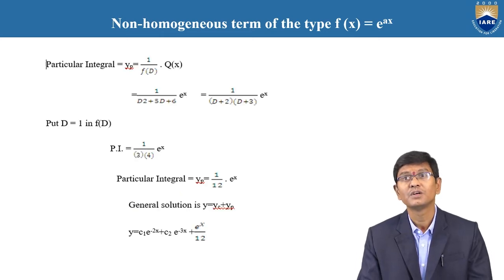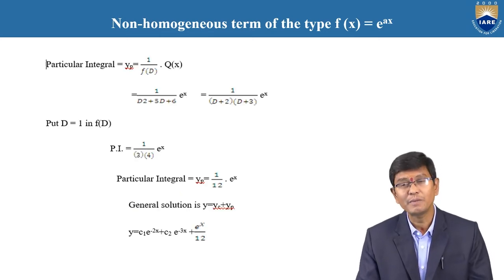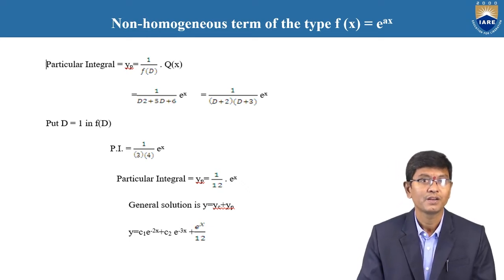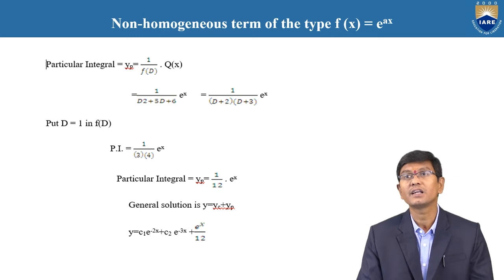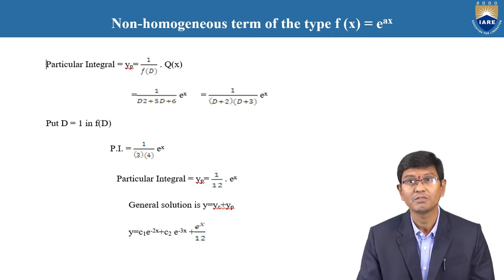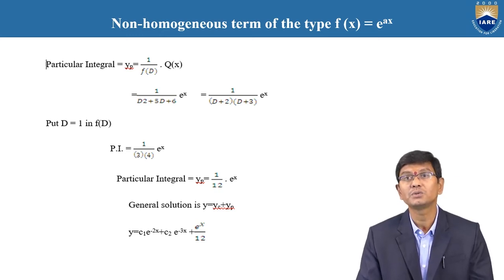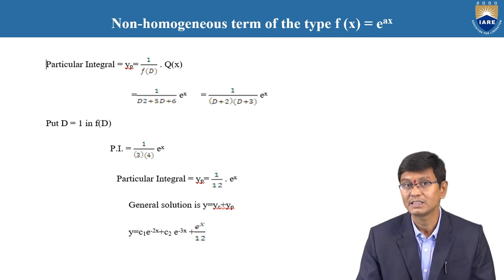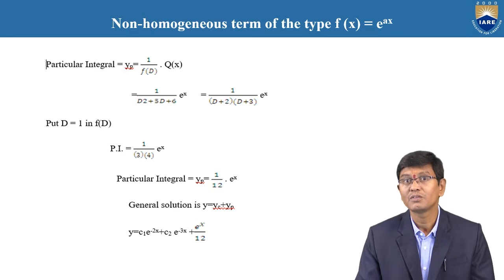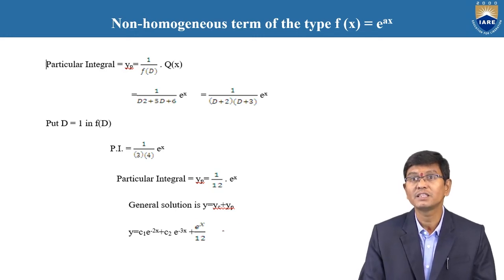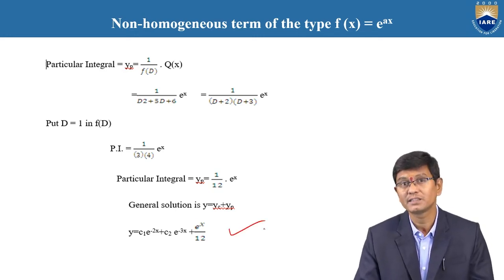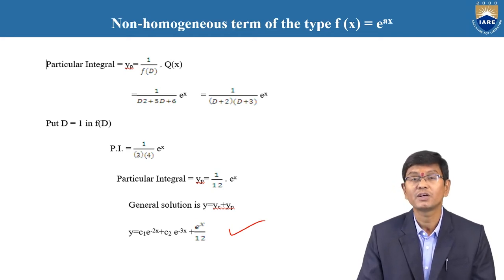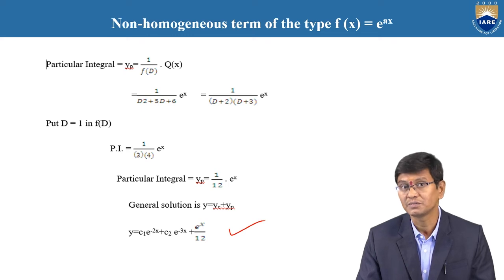Yp is equal to 1 by (D plus 2) into (D plus 3) into e power x. Now we replace D with 1, since a is equal to 1. The denominator reduces, and yp is equal to 1 by 3 into 4 into e power x. Therefore, the complete solution of the equation is c1 into e power minus 2x plus c2 into e power minus 3x, and the particular integral is e power x by 12.